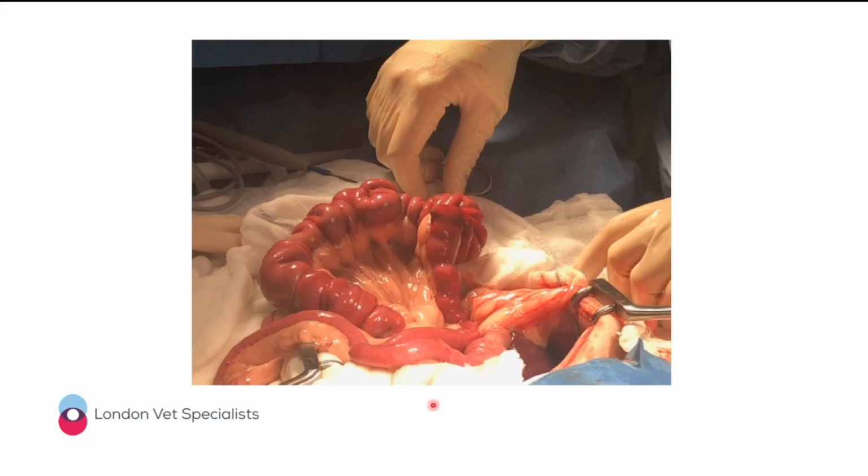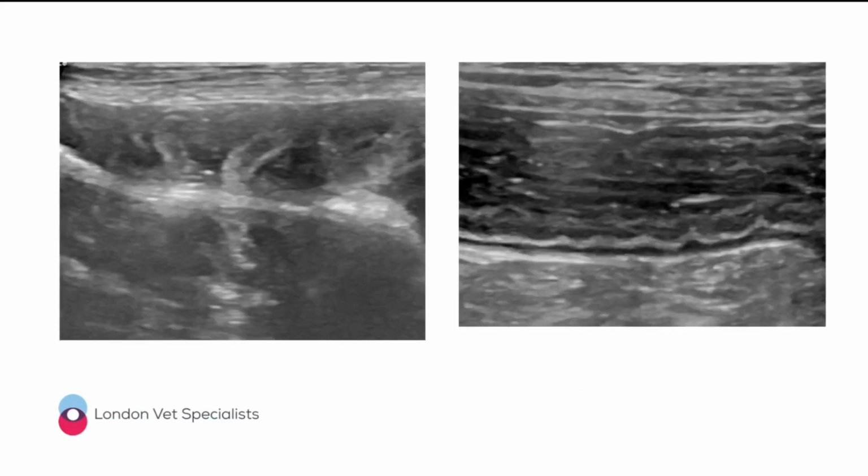Now, just a word of caution for you guys. It's extremely important to know the difference between plication of the small bowel and corrugation of the small bowel. So we've got two images here. The image on the left is taken from the case that we've just discussed, and it's plication of the small bowel. The image on the right is taken from a patient that presented with vomiting and diarrhea, but turned out to just have gastroenteritis, and this is corrugation of the small bowel.